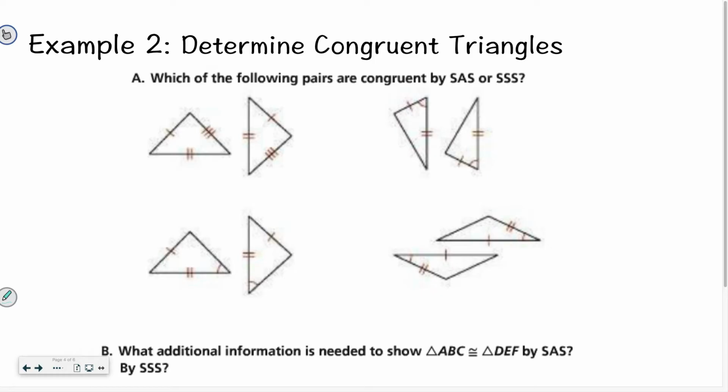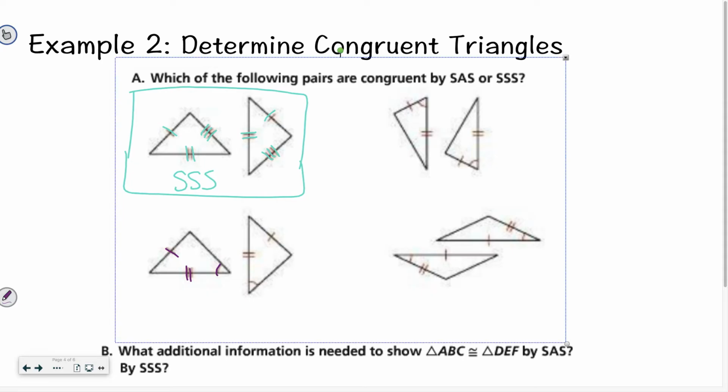So if we look at example 2, we want to determine congruent triangles. Which of the following pairs are congruent by side angle side or side side side? If I look at this first pair, I see that I have one congruent side, two congruent sides, three congruent sides. That means that this one is going to be congruent by side, side, side. If I go to the one right below, I have a side, another side, and then an angle. Since my angle isn't between or touching both of my sides that I have information about, I can't say that they are congruent. So not enough info.